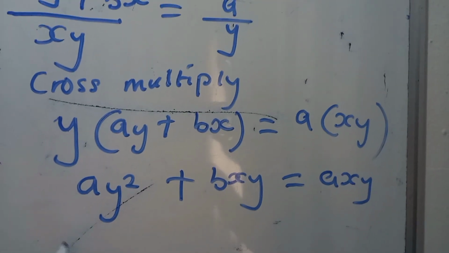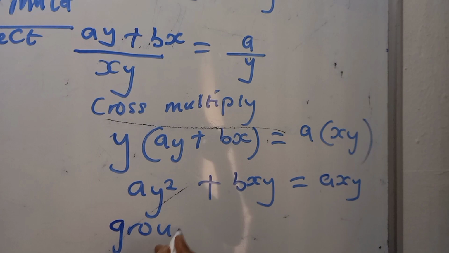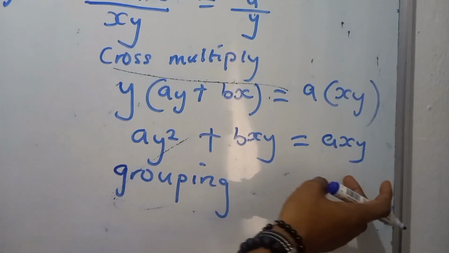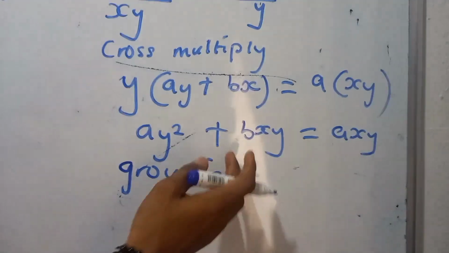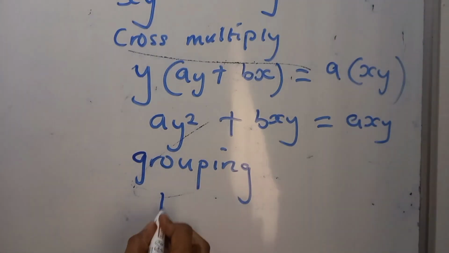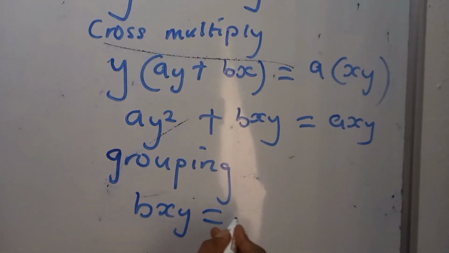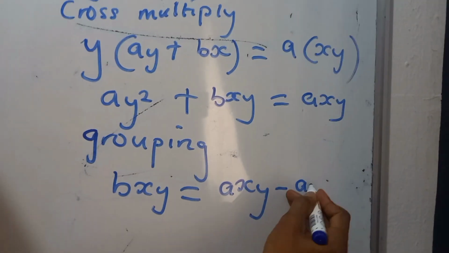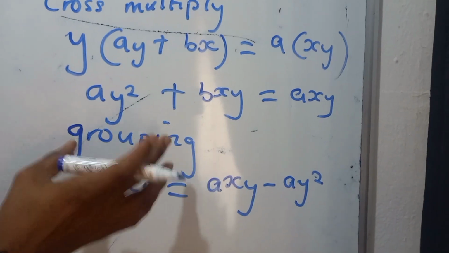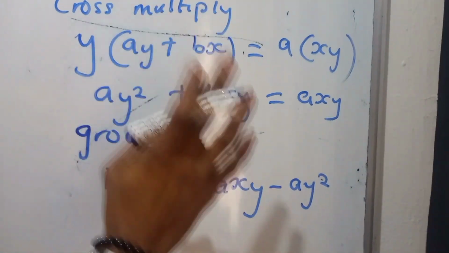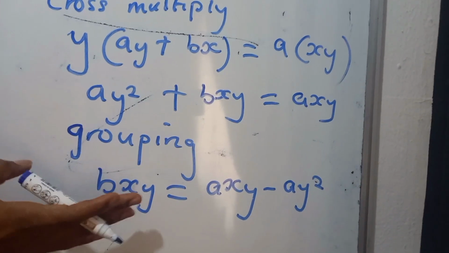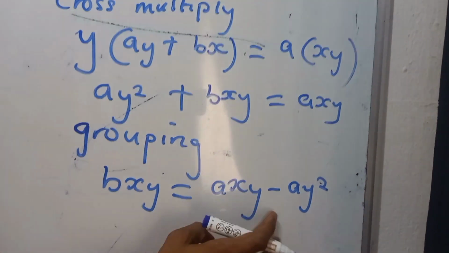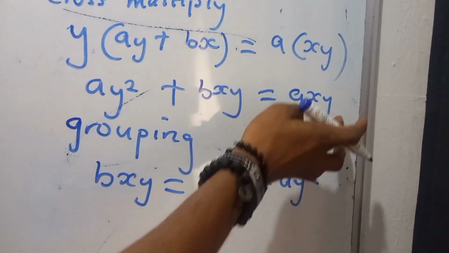So all I do now is to group them. Grouping, make a be in a separate place and the others in a separate place, which means that bxy equals axy minus ay squared. I group them because I'm making a the subject of formula. So I group all the a on one side. So this is what I did here: bxy equals axy minus ay squared.